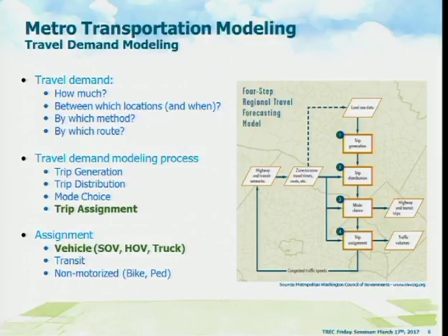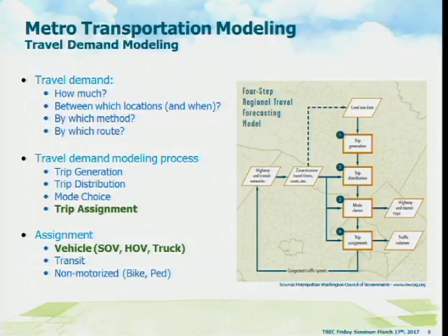This can be summarized by the four steps. First, trip generation: how many trips we create, which is a function of your land use and your population. Trip generation is also what kind of trip it is. Is it a work trip? Is it a shopping trip? Is it a recreational trip? Is it a school trip?